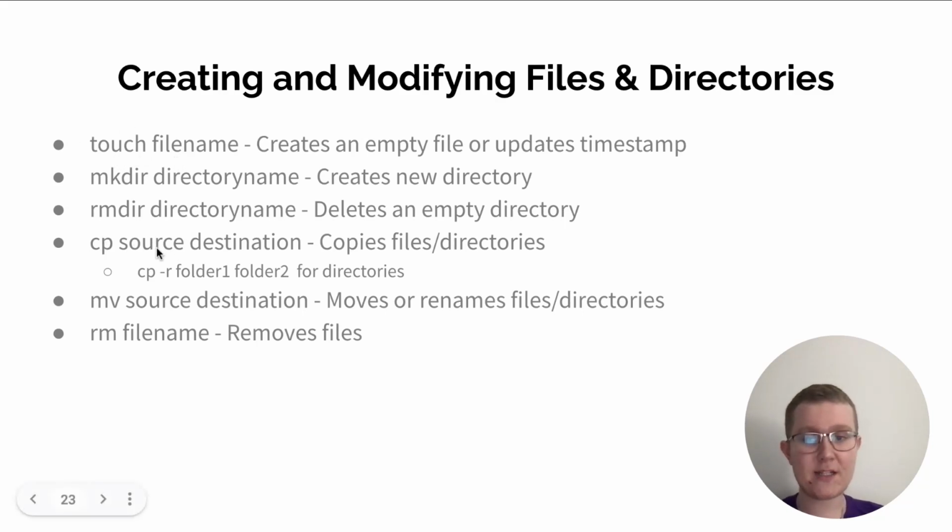If I wanted to copy the contents of that file to file2.txt, you would just say cp file1.txt, which is your source file, and then the destination file, the one you want to copy it to, is file2.txt. And if you want to copy a folder, you would just do cp -r with whatever two folders or directories you'd want to copy.